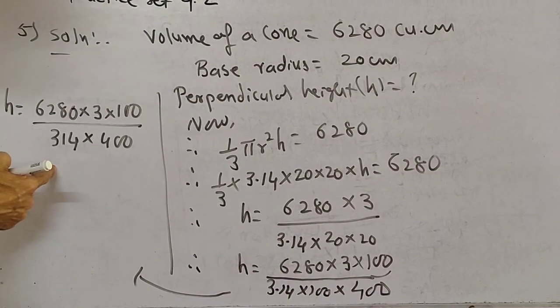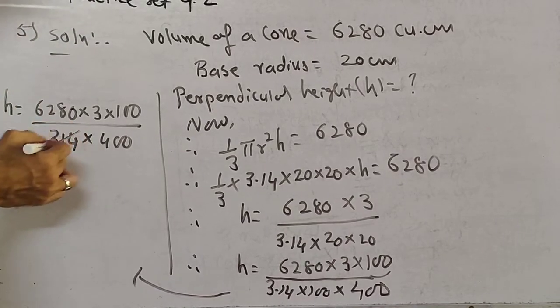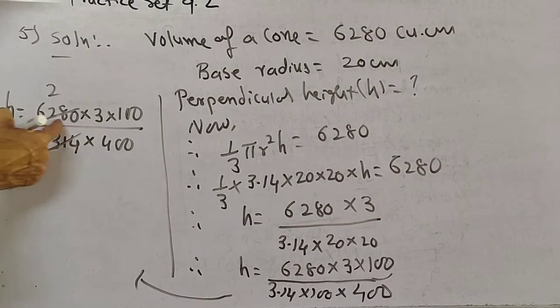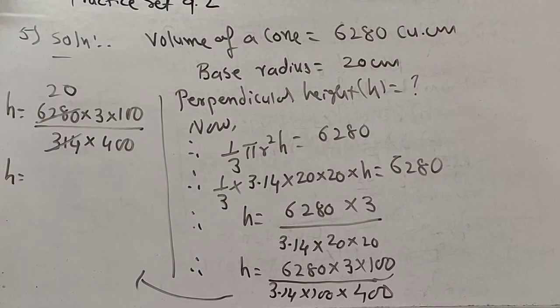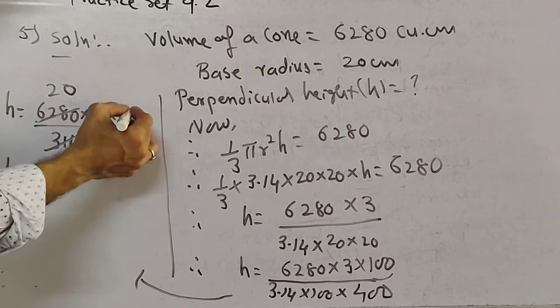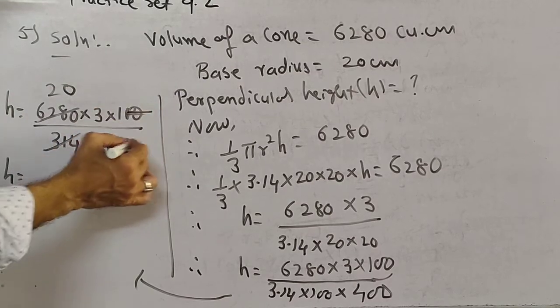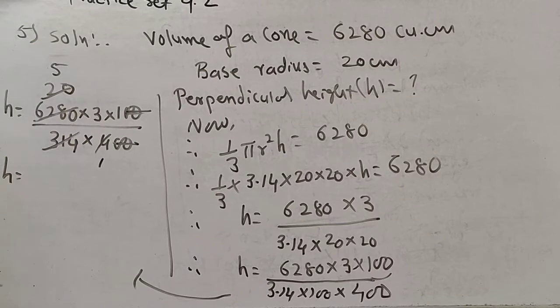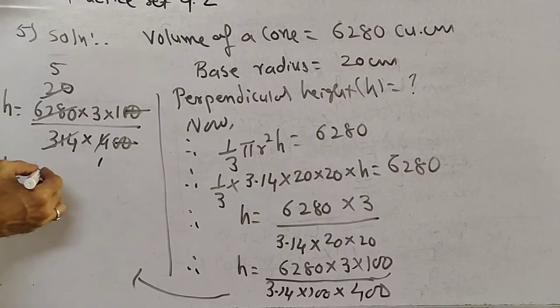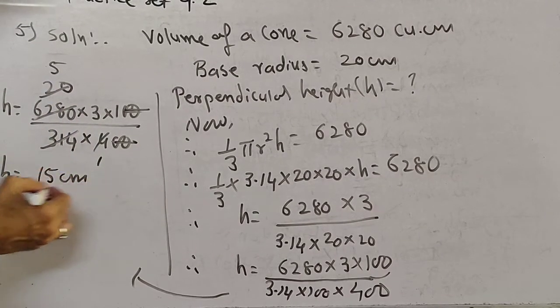Now 314, how many times will you get? You know, 314 ones are 314, twos are 628. It means 20s are 6280, so you will get 20. Okay, 20 cancels. 4 ones are 4, 4 5s are 20. Very easy cancellation. 4 5s are 20. h is equal to 15 centimeter.